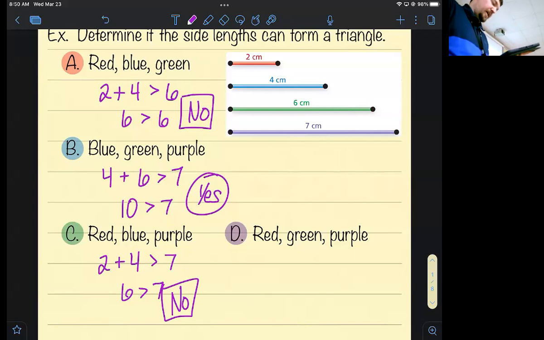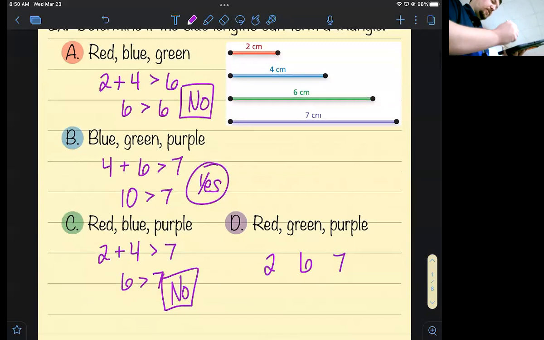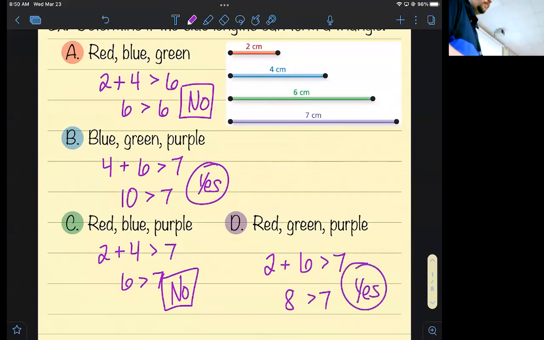What if I said grab the red, the green, and the purple? What's the 2 shorter sides add up to? 8. Is 8 greater than 7? Yes. So you can make a triangle. Oh, yes, it's like our isosceles. Yeah. When you did an extension. Yeah.